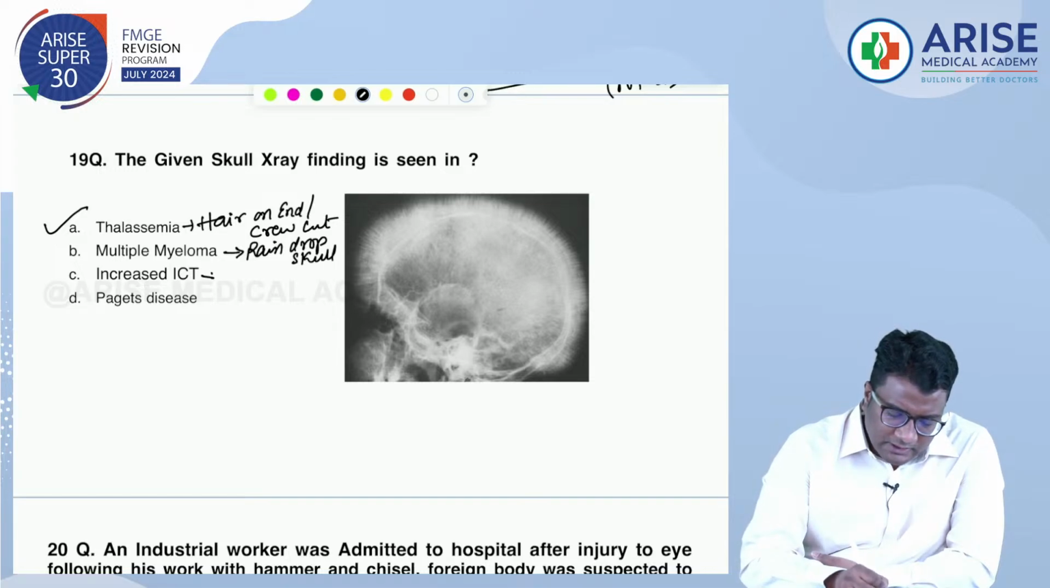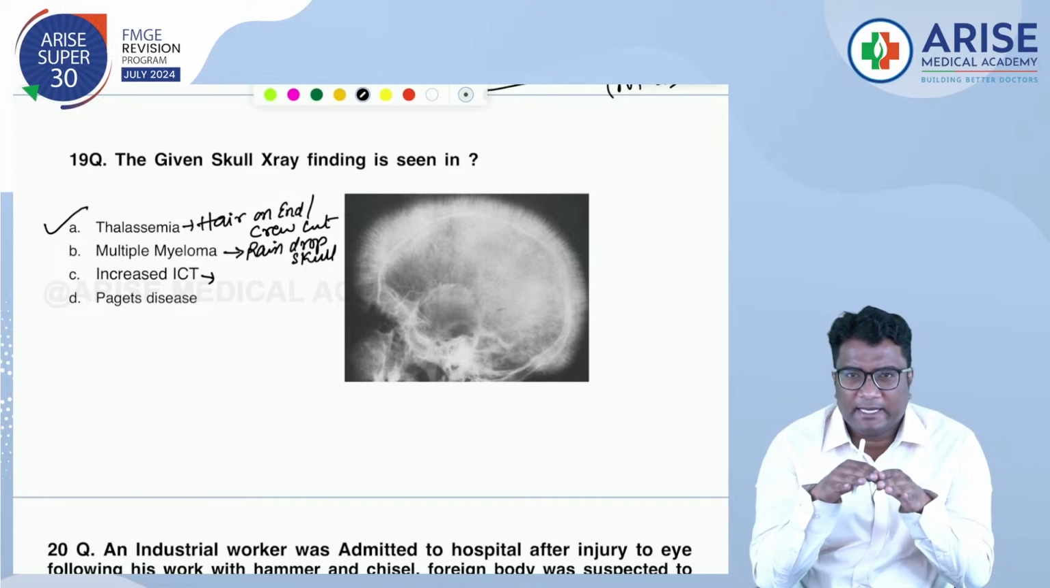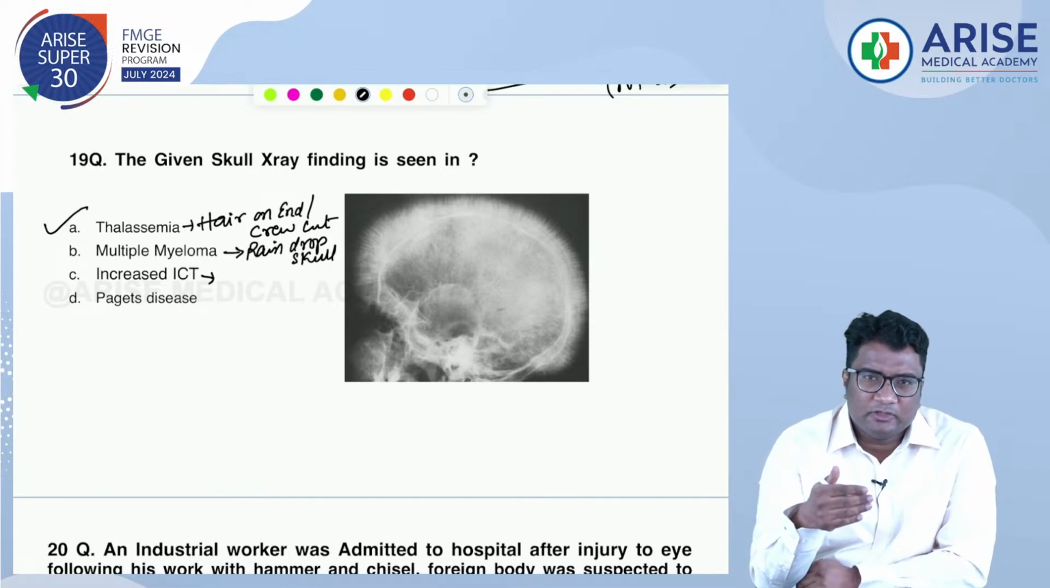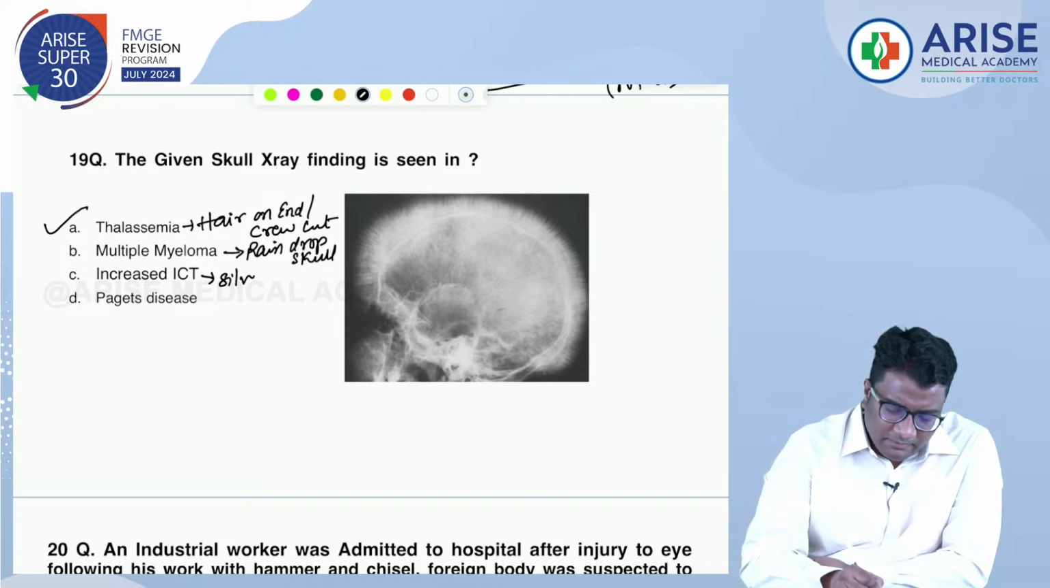And what is the appearance in increased ICT? Increased ICT will cause sutural diastasis in children. In adults, you will have erosion of dorsum sella. But what is the skull finding that you have? Increased ICT produces silver beaten or copper beaten skull.